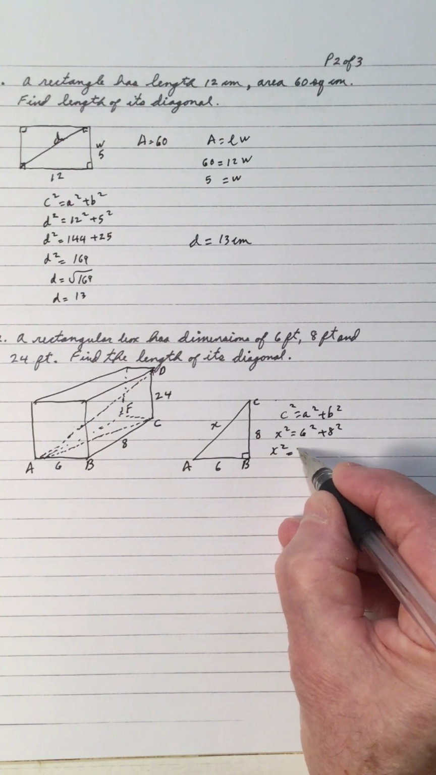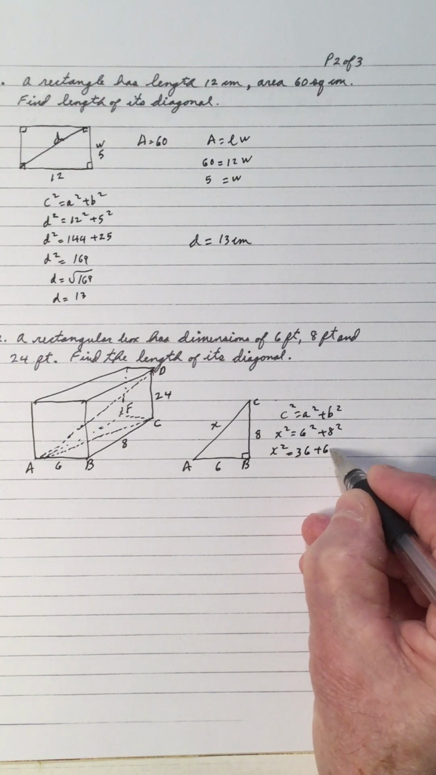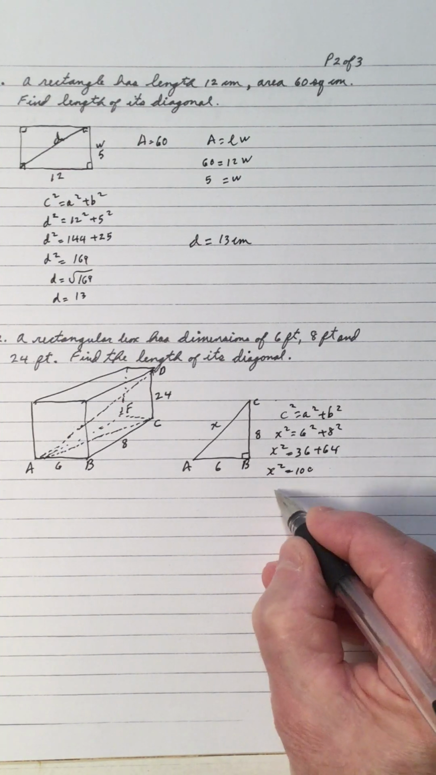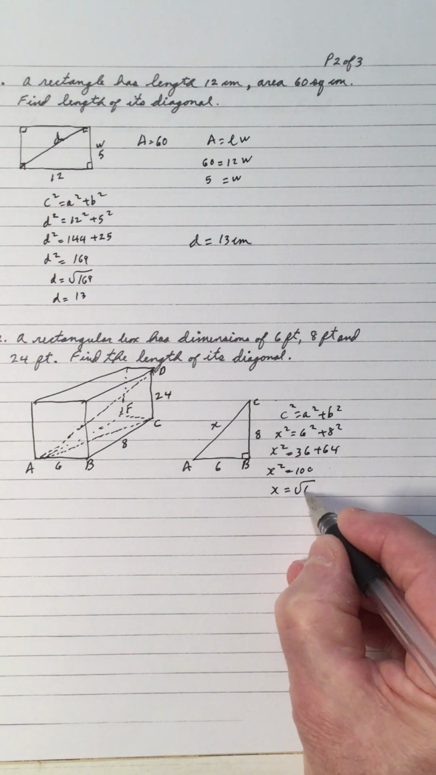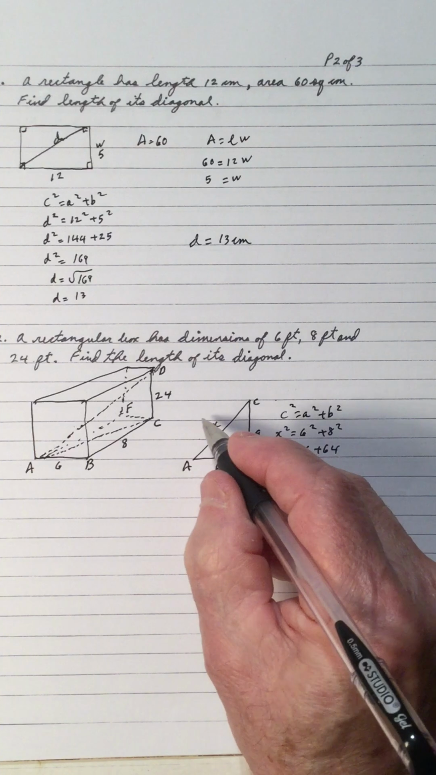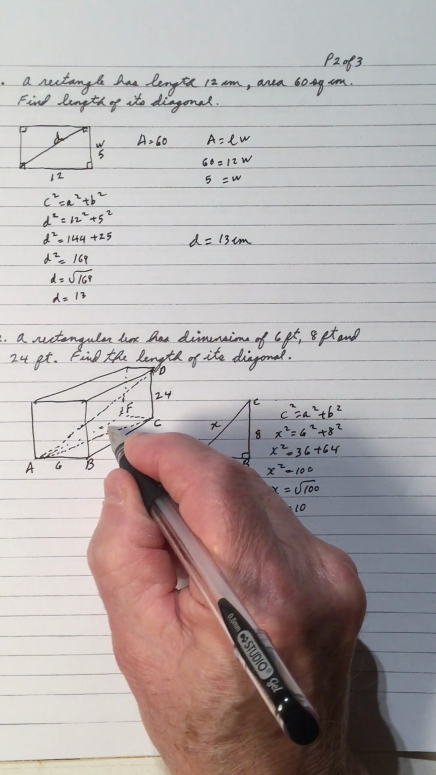So x squared is 36 plus 64. When you add them up, you get 100. And x is the square root of 100. The square root of 100 is 10. So what we have is 10. So this is 10 right here.